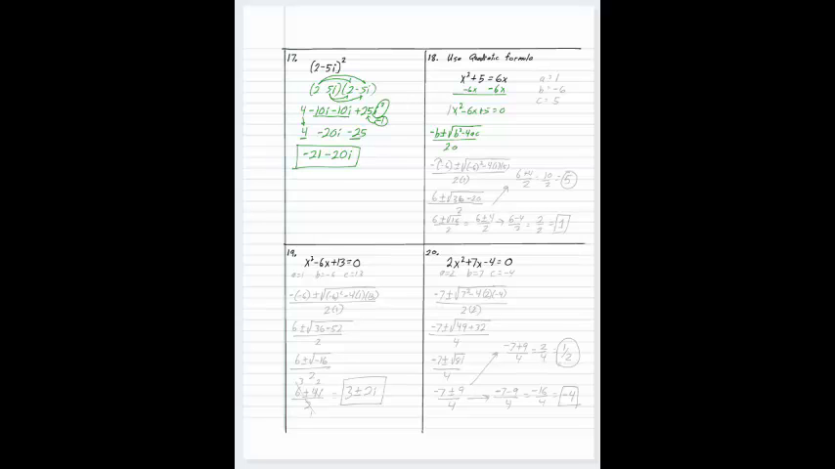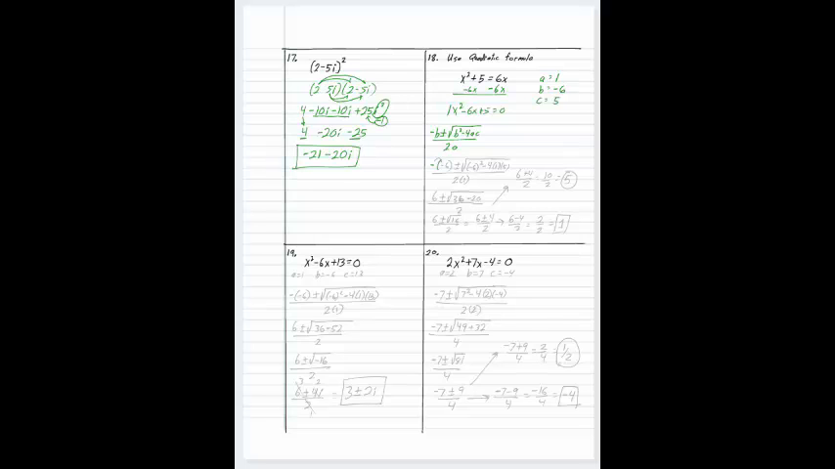Alright. And what I like to do is make a list of what a, b, and c are. A is the number in front of x squared, which is 1. B is negative 6. C is 5. So let's plug in everything we know and get some answers.